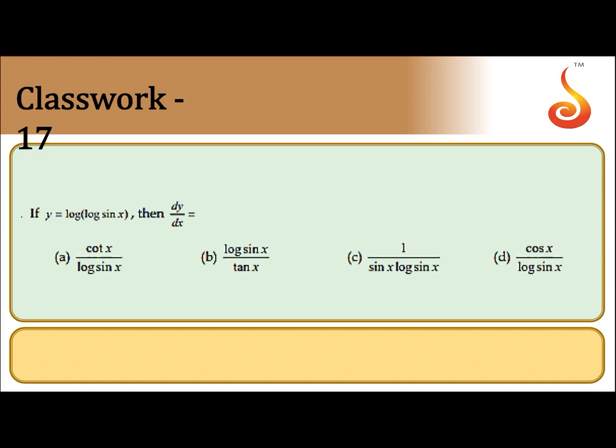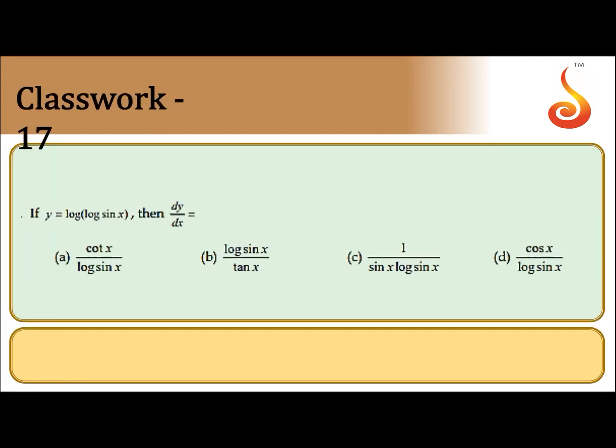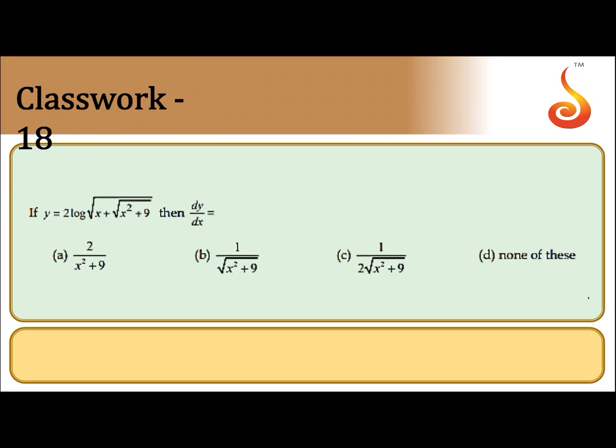Coming to y equals log of log sin x, what is dy by dx? So y equals logarithm of log sin x. So dy by dx equals 1 divided by logarithm of sin x, into 1 divided by sin x, into the derivative of sin x, which is cos x. So cot x divided by logarithm of sin x. So cot x by log of sin x.